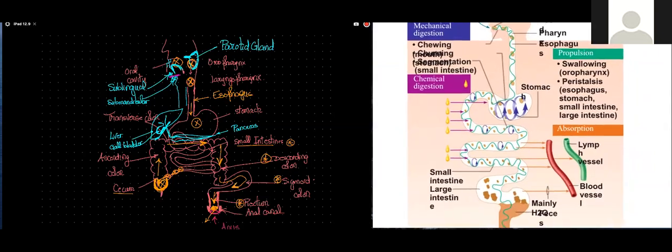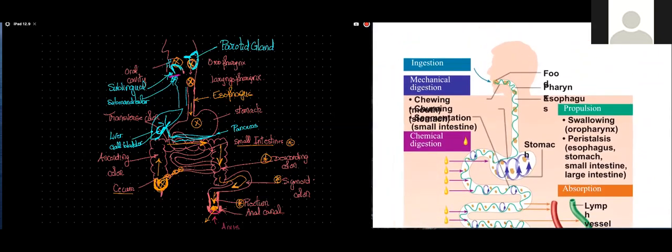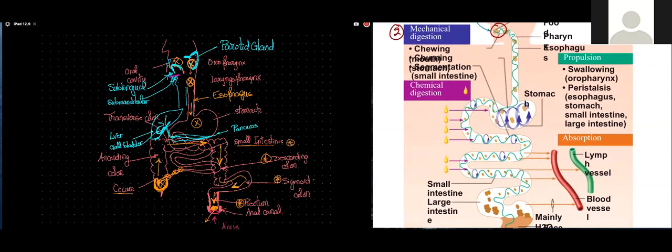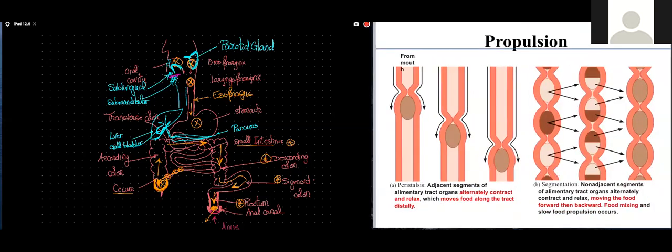So again, what are the main activities of the digestive system? First is ingestion. You're gonna be performing mechanical digestion, like chewing that takes place in your oral cavity, like churning that takes place in your stomach, and like segmentation that takes place in your small intestines. What is a segmentation? It's a type of propulsion here.